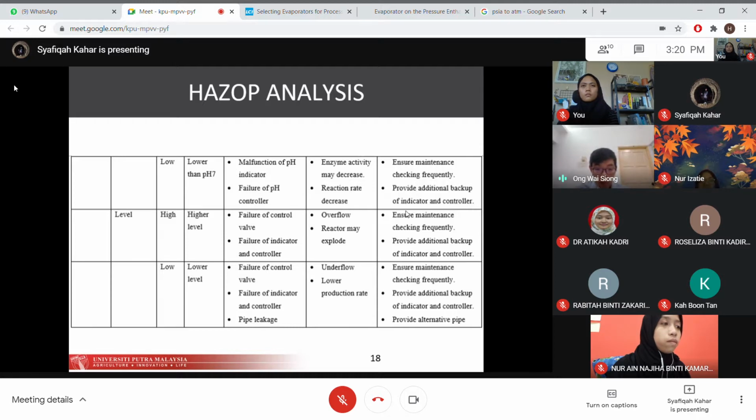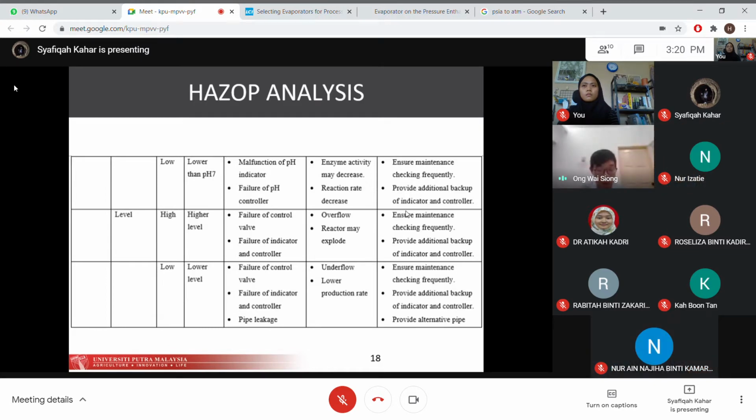Same procedures being applied. A low level may be due to failure of the indicator and controller, or due to pipe leakage, and this can cause underflow and a lower production rate. So the procedure is also the same as the previous one.